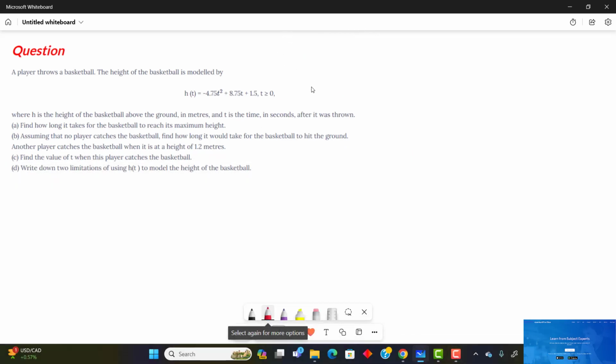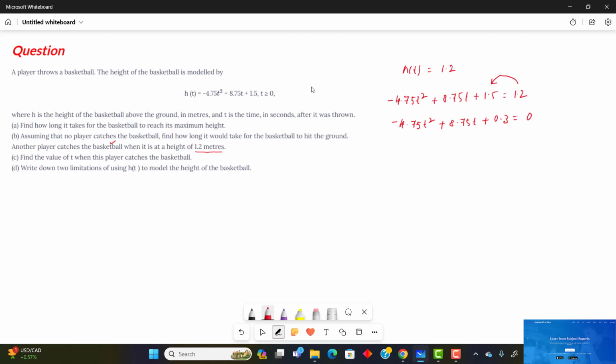Third part of the question is asking us that suppose a player catches the basketball at a height of 1.2 meters. What corresponding value of t will it be when the player catches the ball? So same concept again. This time h(t) is equal to 1.2. Therefore minus 4.75 t square plus 8.75 t plus 1.5 is equal to 1.2. Now we take this 1.2 and move it to the left side of the equation to form a quadratic equation like minus 4.75 t square plus 8.75 t plus 0.3 is equal to 0.